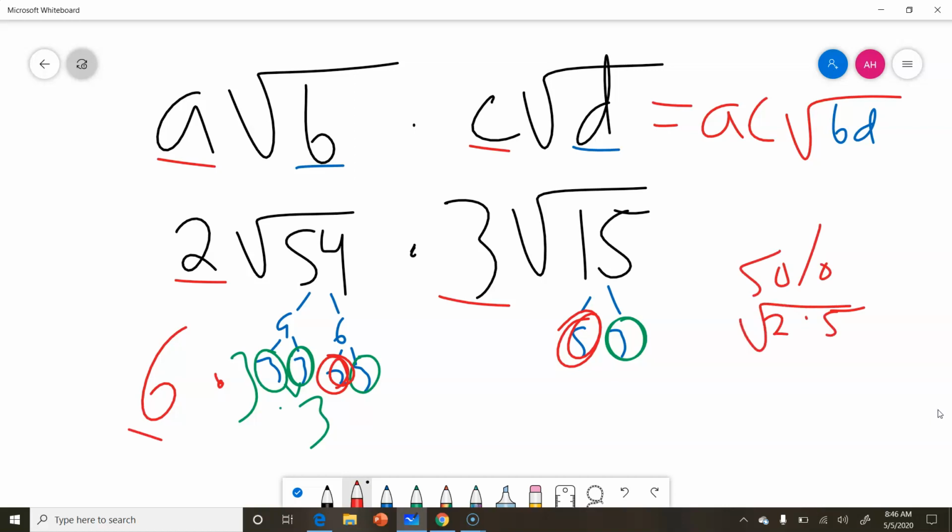And out here I have 6 times 3 times 3, right? Why did they come out? Because they had perfect matches. So what's 6 times 3 is 18. So this is 18 times 3, which is now 54. So my answer is 54.